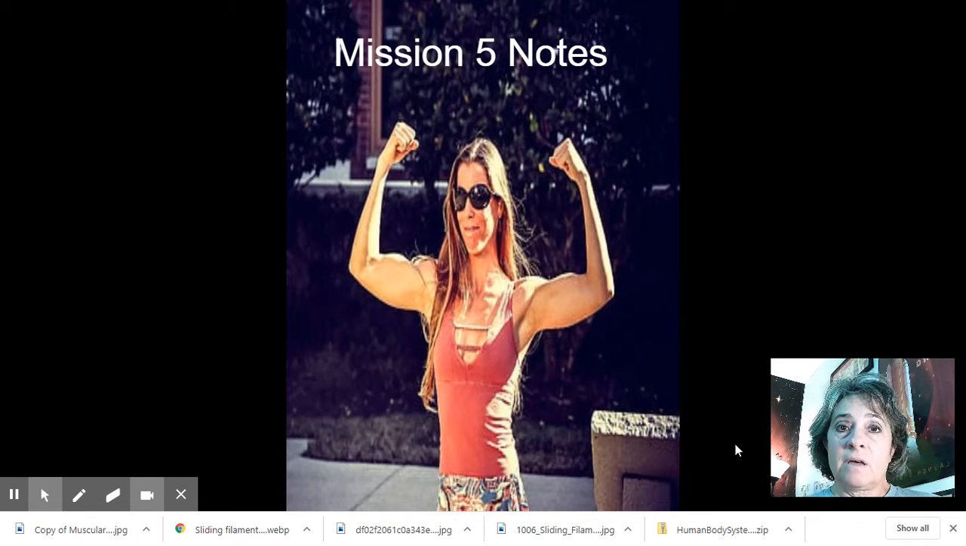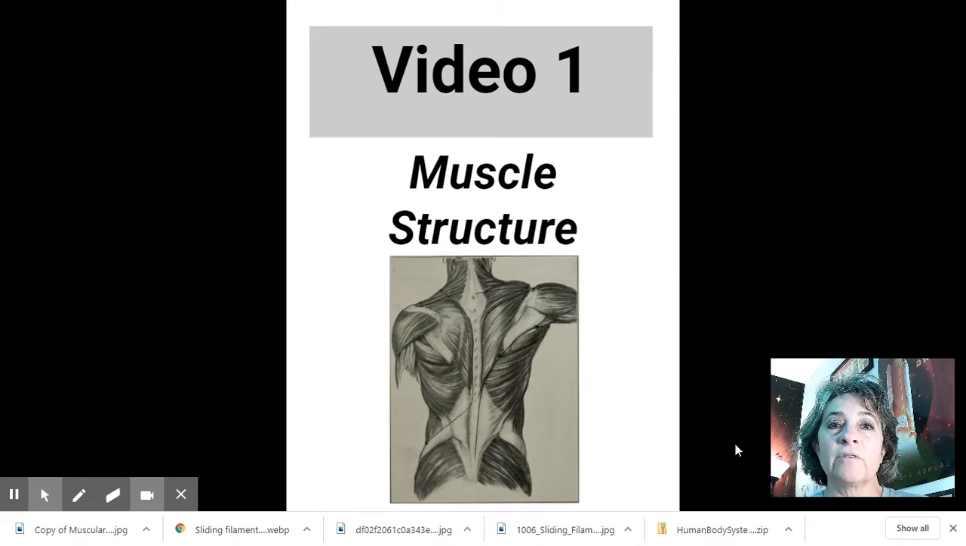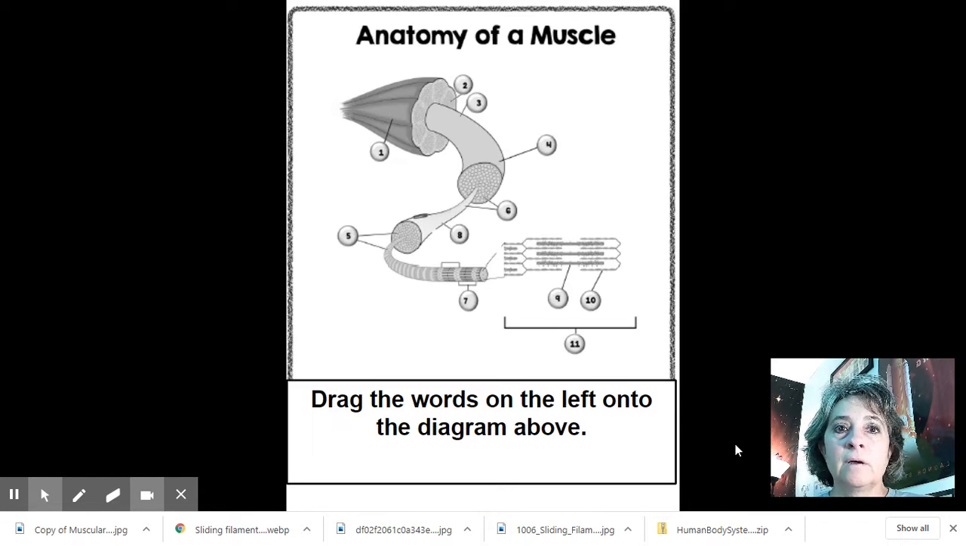Hello students, this is the first video on the muscular system, and in this first video we're going to talk about the structure of muscles. You should be looking at this diagram in your digital notes, which shows the anatomy of a muscle. The way your muscles are organized is very similar to your bones.